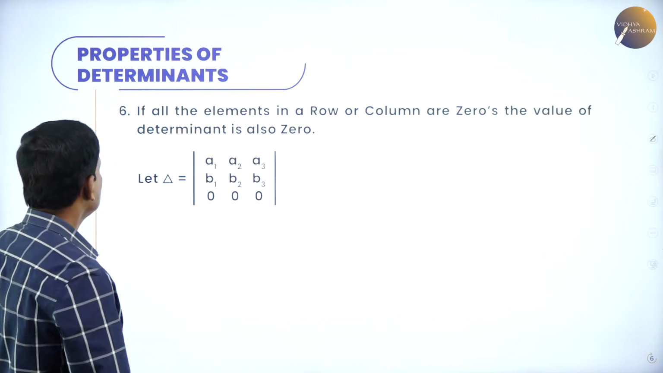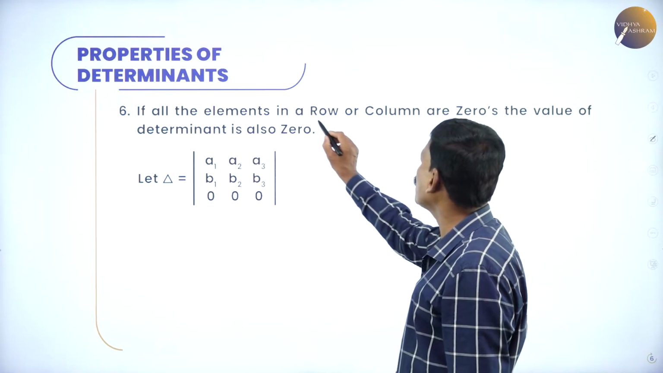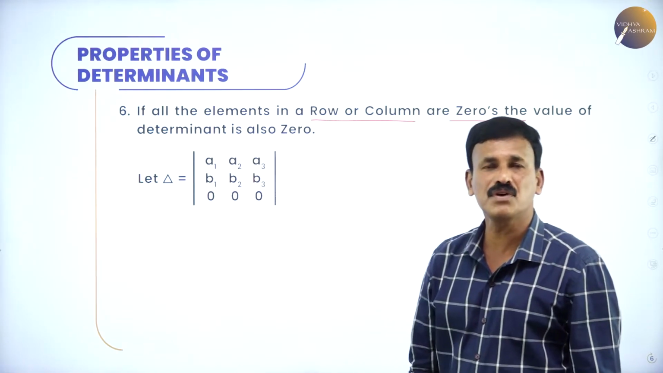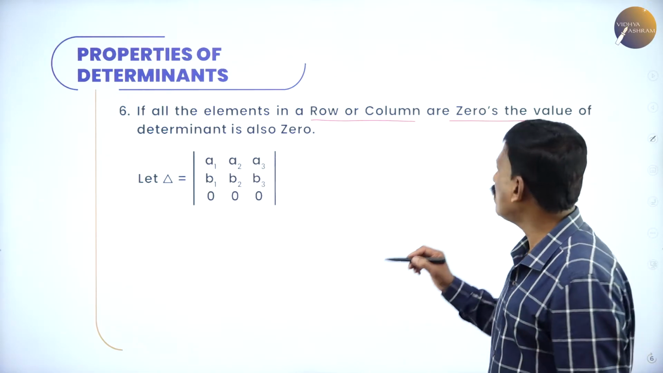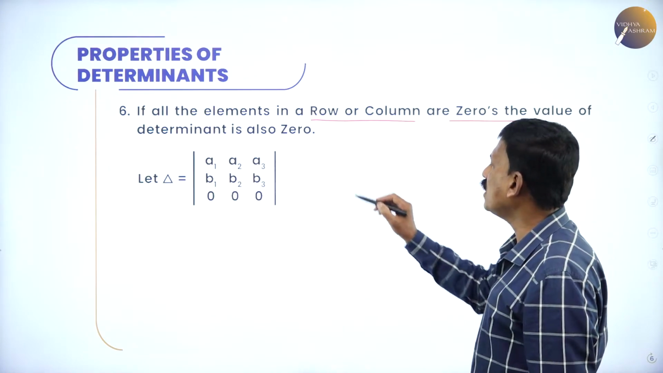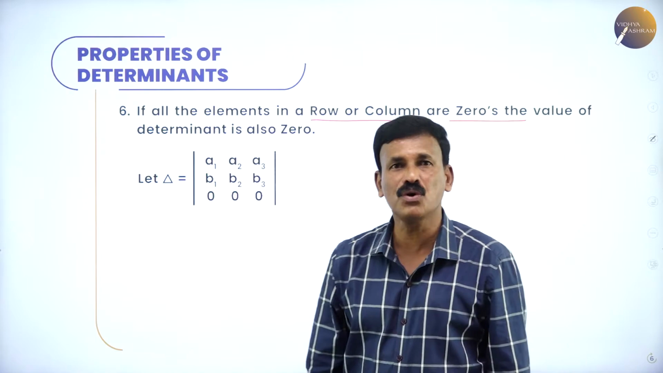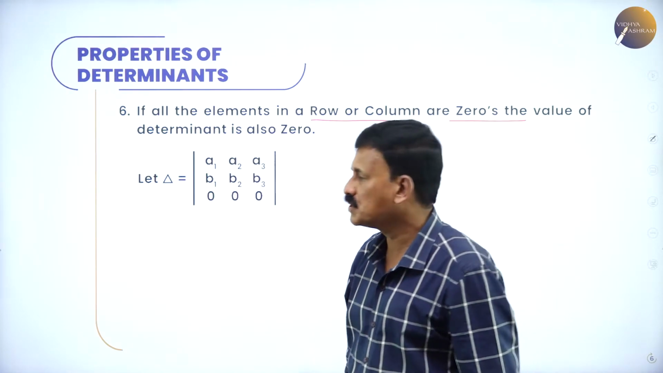Property number 6. What is property number 6? If all the elements in a row or column are zeros, this is also an important property. If any row or column contains all entries as zeros, then the value of the determinant is also equal to 0. If all the elements in a row or column are zeros, then the value of a determinant is equal to 0.